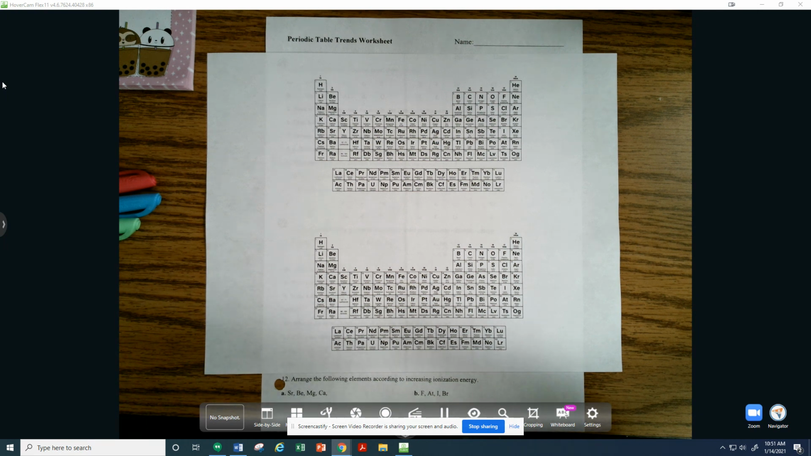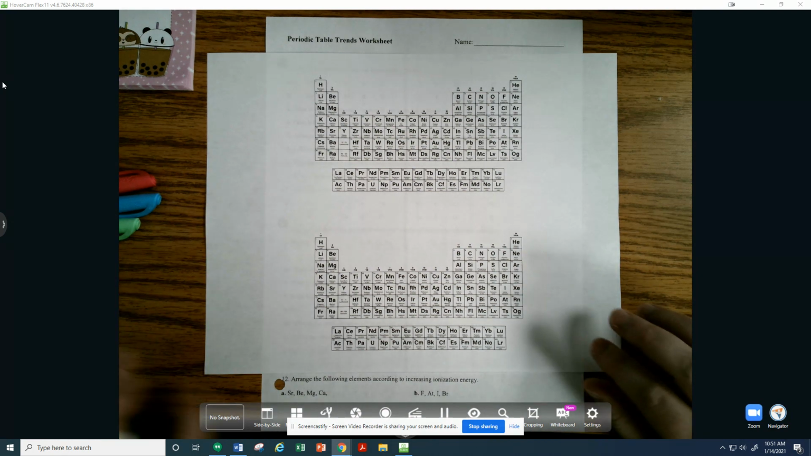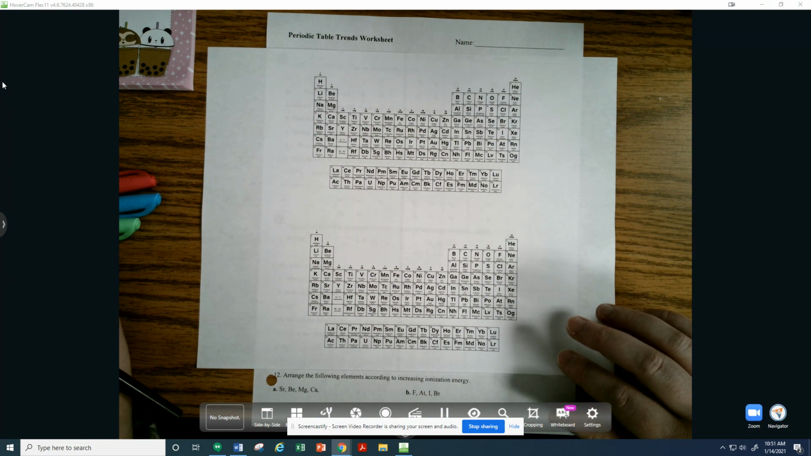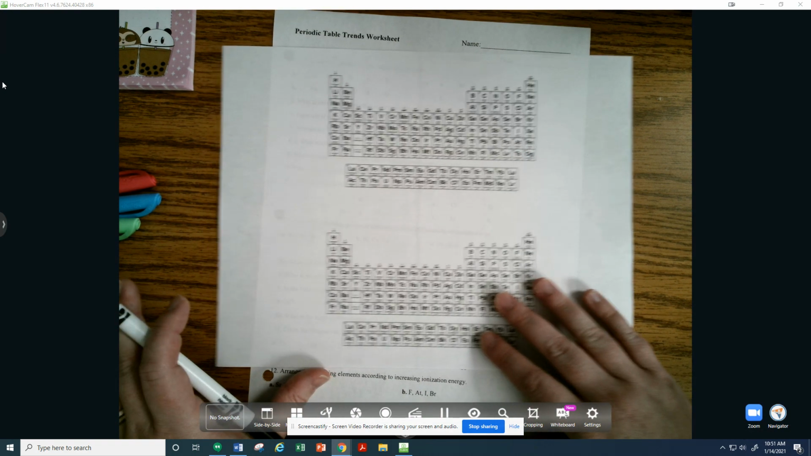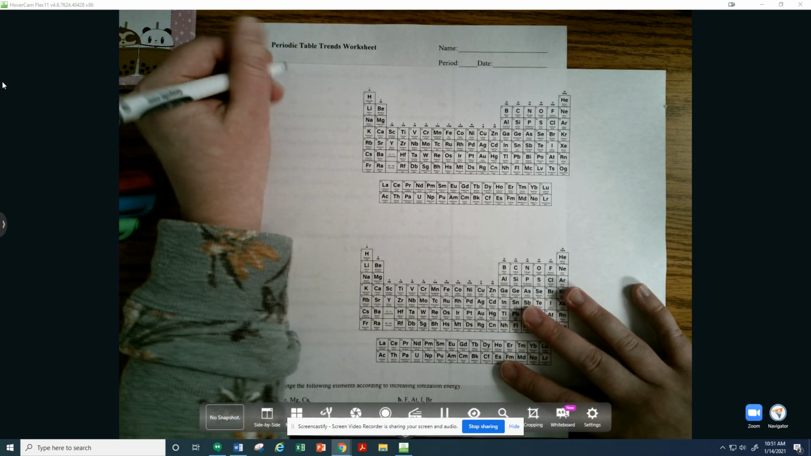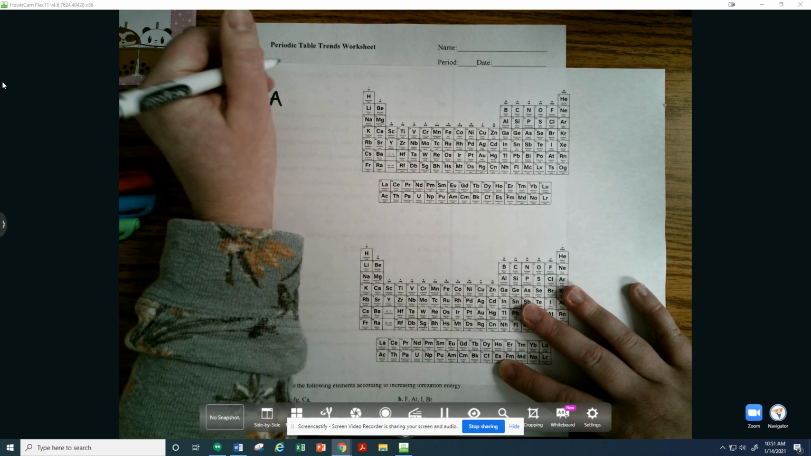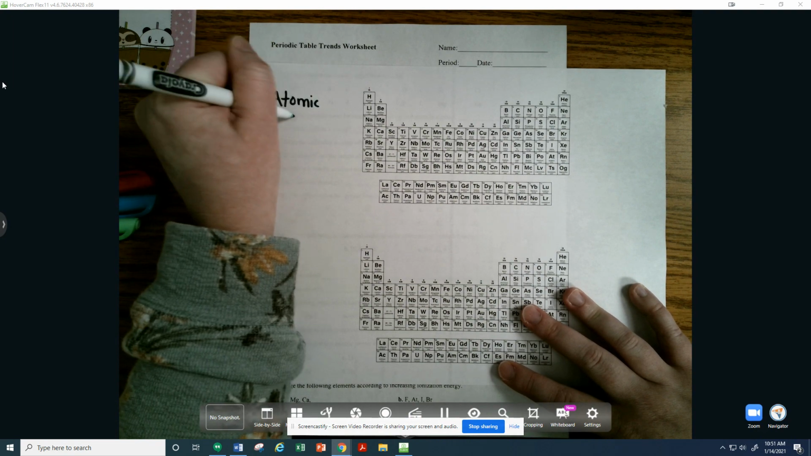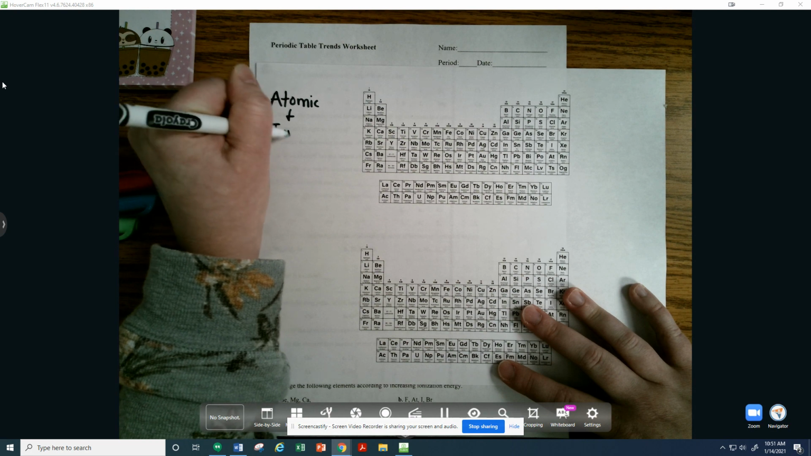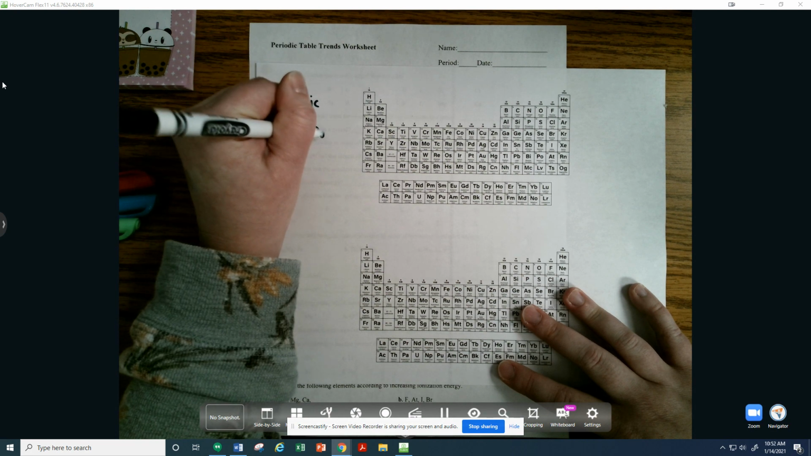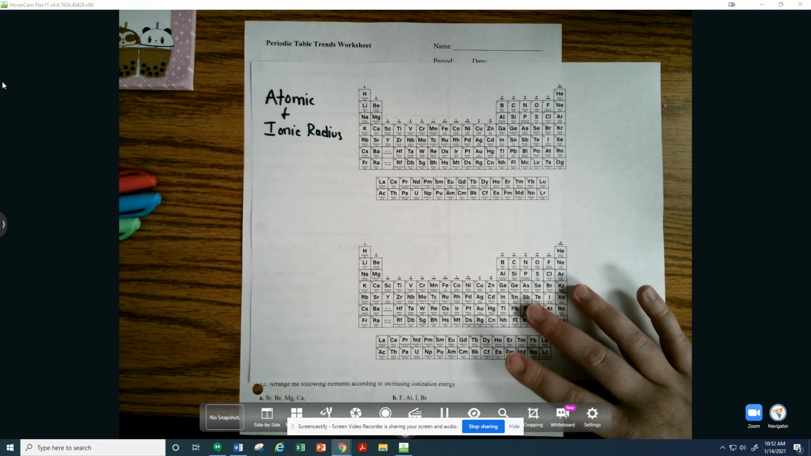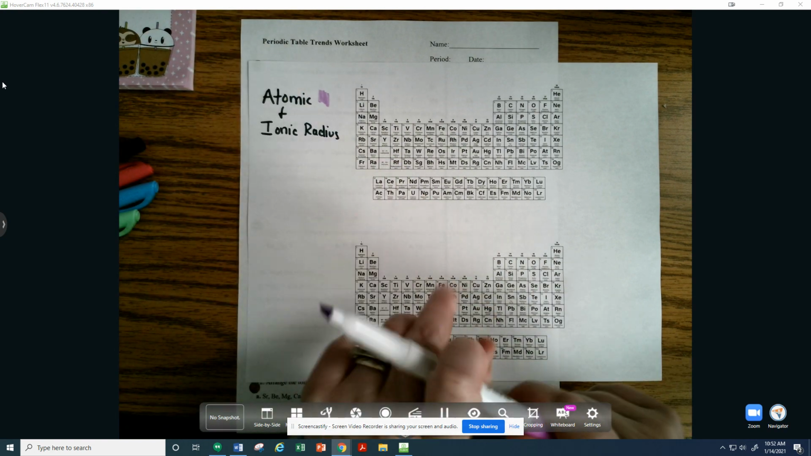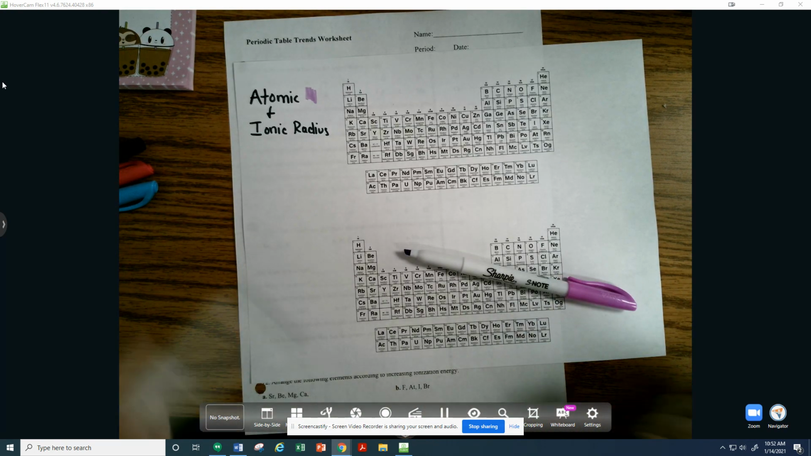So there's 4 trends that we discussed: atomic radius, ionic radius, electronegativity, and ionization energy. And so atomic radius goes into the size of it. So here I'm going to go ahead and label this as my periodic table that I'm going to show that trend. So atomic. And then this is also going to be my ionic radius on this one. So I can show atomic radius, I'm going to use this pink color, and then ionic radius, I'll use like this green.